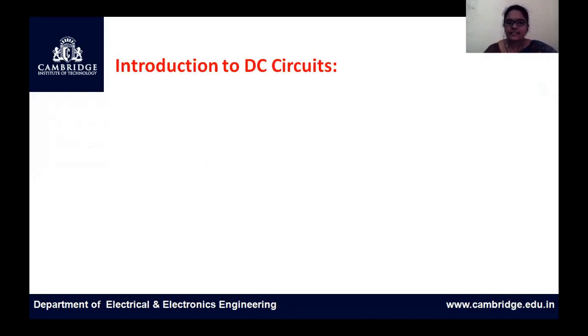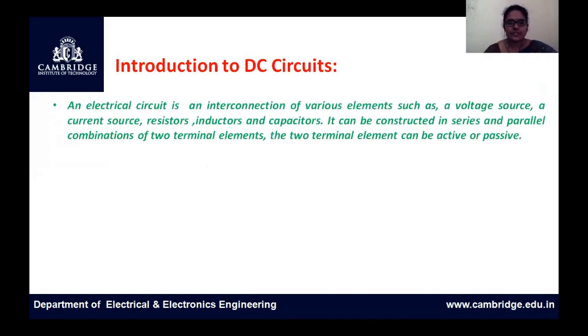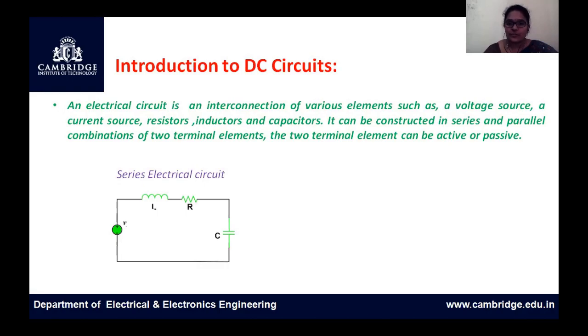First, let us discuss the introduction to DC circuits. What is meant by an electrical circuit? An electrical circuit is an interconnection of various elements such as current sources or voltage sources, resistors, inductors or capacitors. And these circuit elements may be connected in series or in parallel.